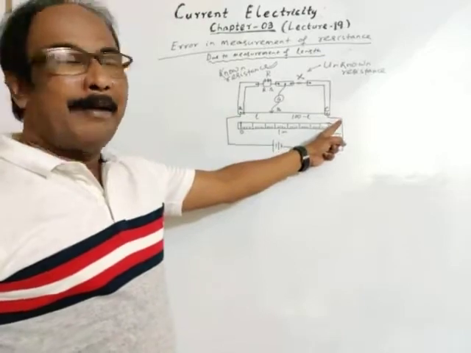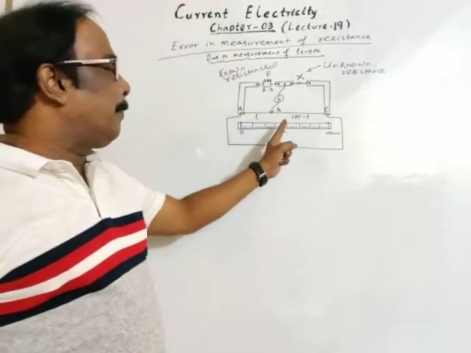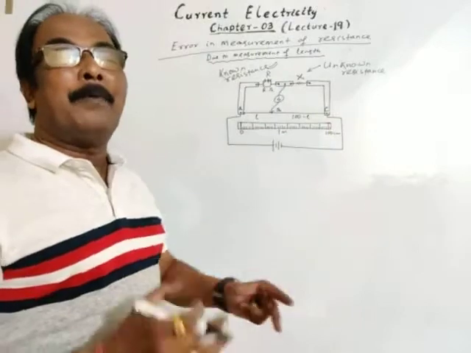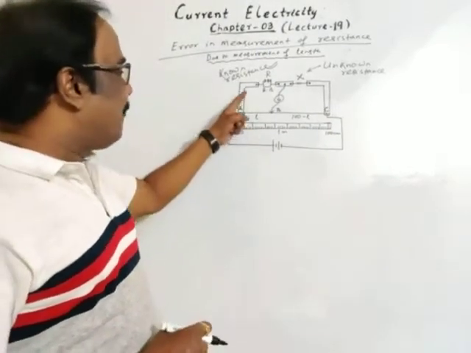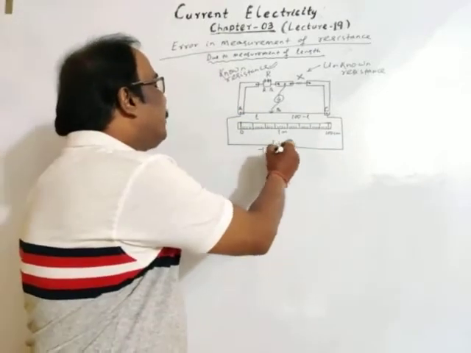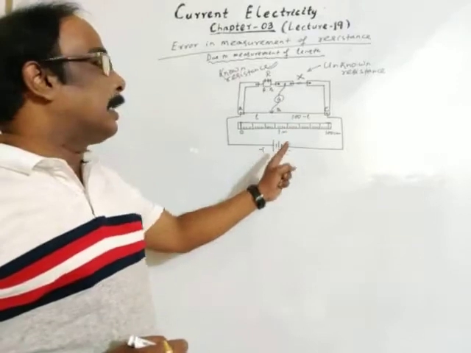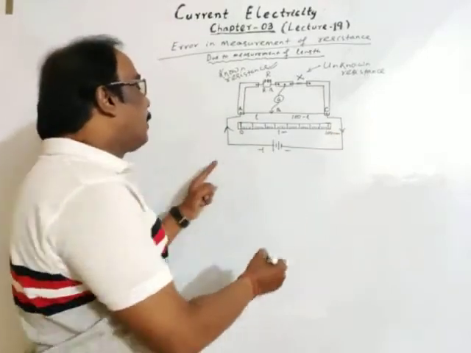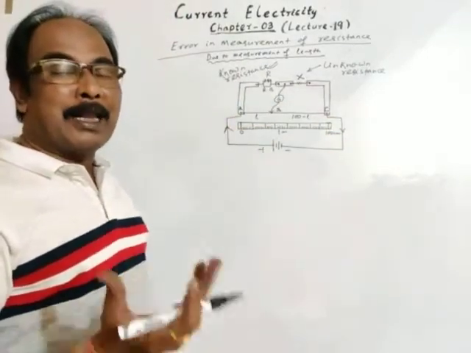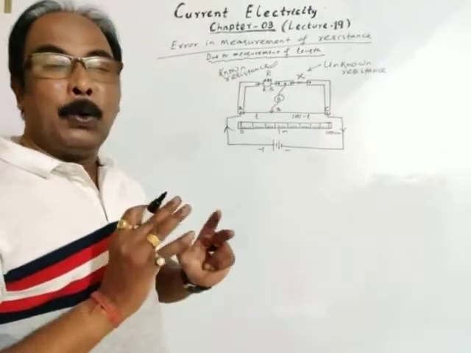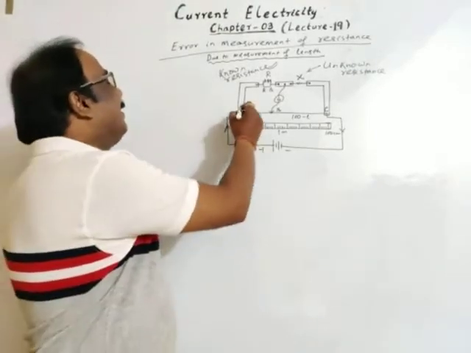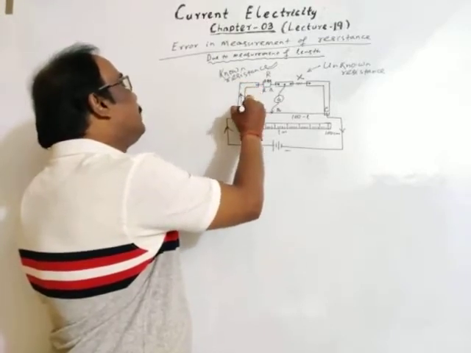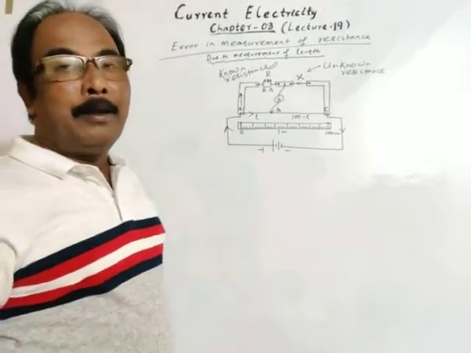This is a wire of length 1 meter of uniform cross-sectional area. Finally, the meter bridge is connected between the terminals of a battery. Conventional current flows from high potential to low potential. Accordingly, when the current reaches A, it gets divided into two branches.